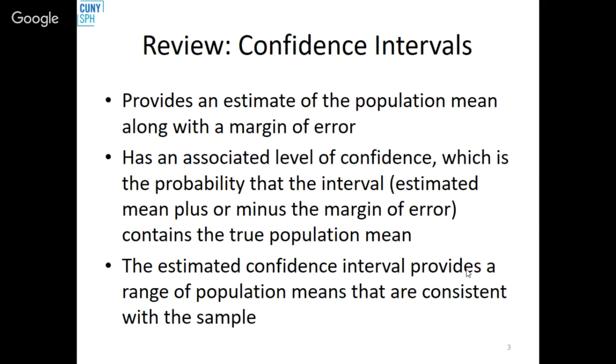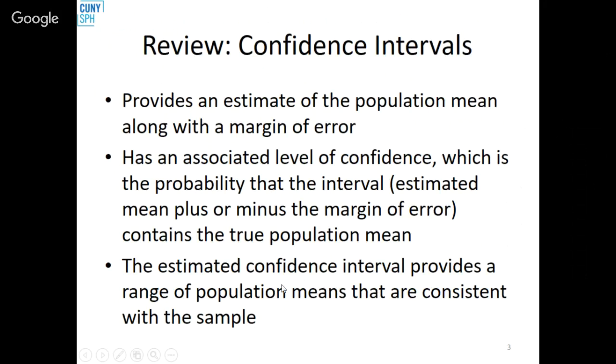So to review confidence intervals, remember that these provide an estimate of your population mean along with a margin of error, which gives you the value above and below your point estimate within which you have a certain pre-specified degree of confidence. That associated level of confidence can be interpreted as the probability that the interval contains the true population mean, with that interval being specified by the margin of error plus or minus, above and below the point estimate.